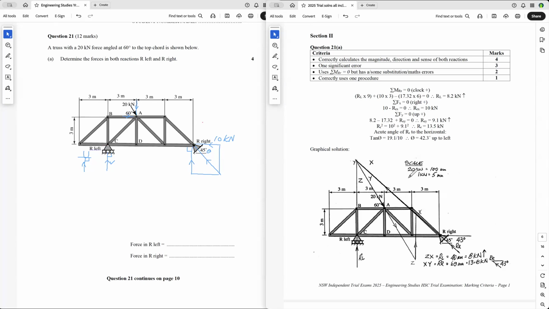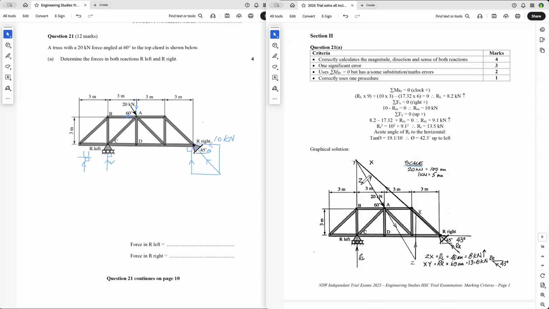So as soon as you've got that, you work out a scale, and remember when you do a solution graphically, you get 10% leeway in the HSC. And so the next thing you do is use Bow's notation. I use Bow's notation all the time because it makes life easy. So around here, I've put X. I haven't used A and B because it's used down there. And then Y between there, and then Z between there.